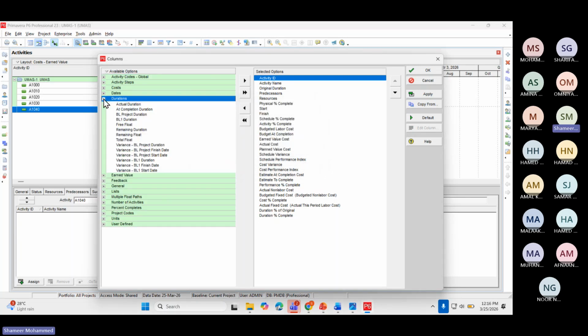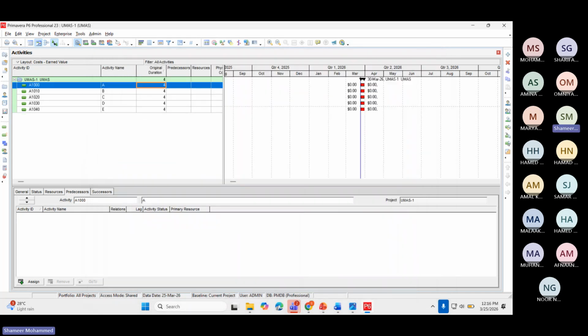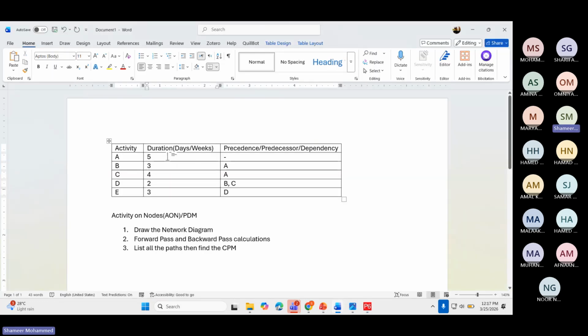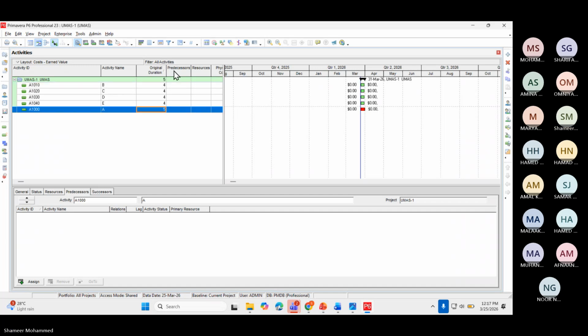Okay, it is here. Activity duration, original duration. I think we already added it here. If you don't add it, it will come here and then you can send it using this button. Then you click OK, then it will come here. So now I will enter the number of days for this activity. How much? 5 days for A. So here I will enter number 5, right?